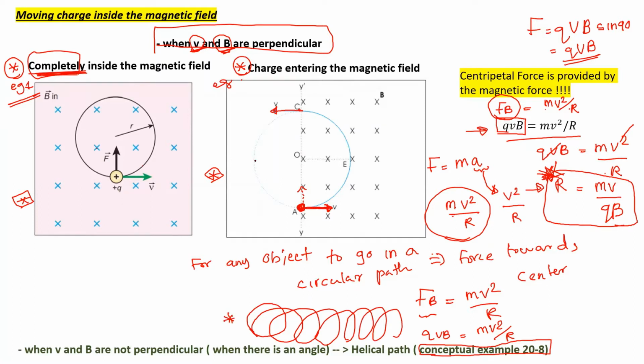So if V and B were perpendicular, then circle or half a circle, depending on where your charge is. If it was just entering, half a circle; completely inside, full circle. If V and B were not perpendicular, it will go in a helical path. So please check this example in the textbook, okay? It's not a problem, they explain how it happens.